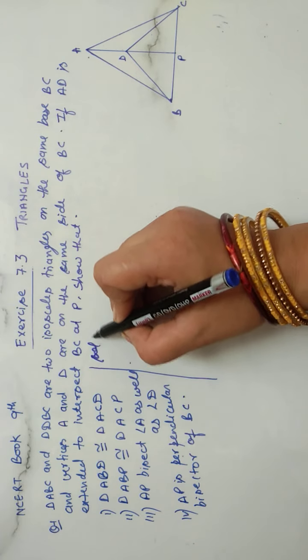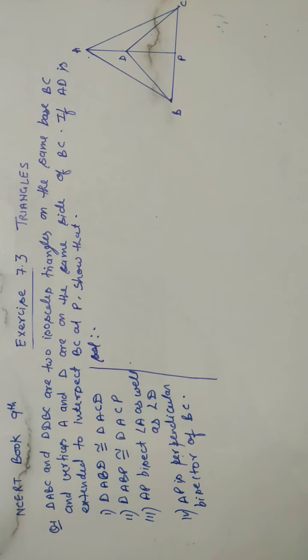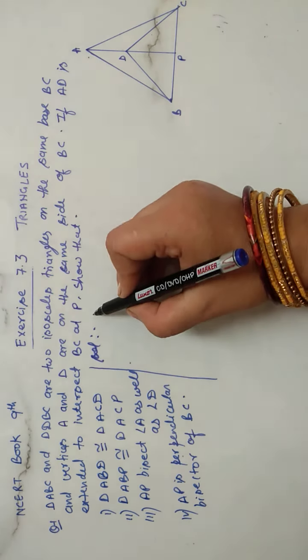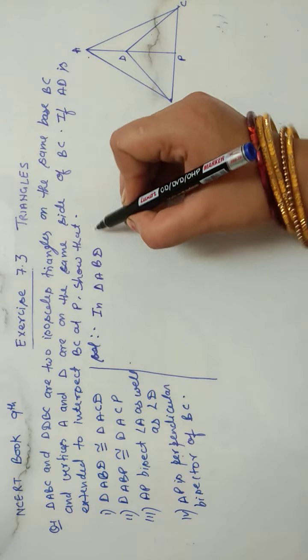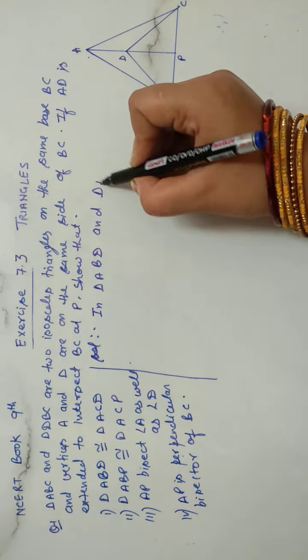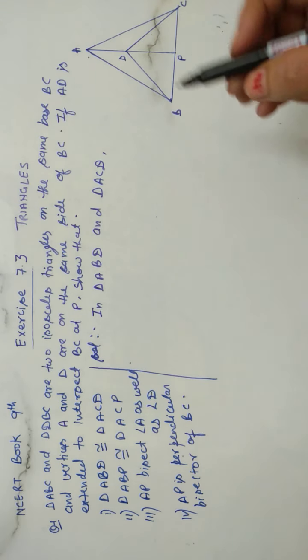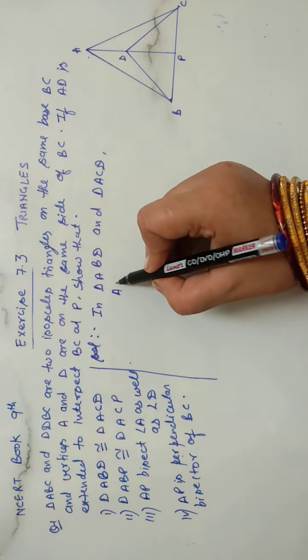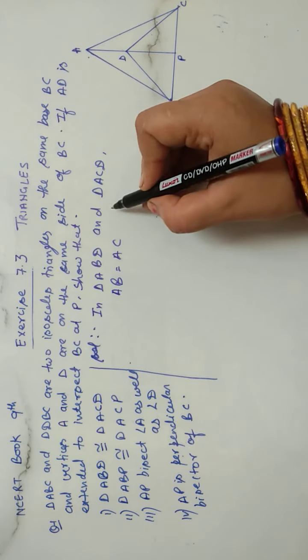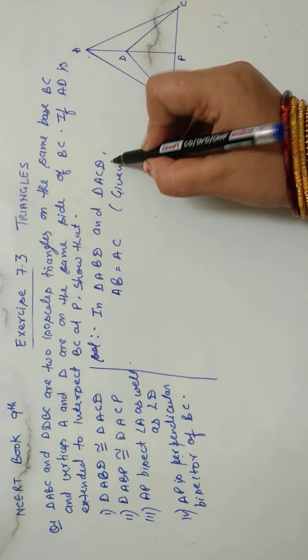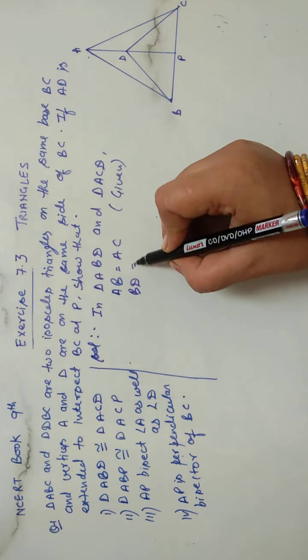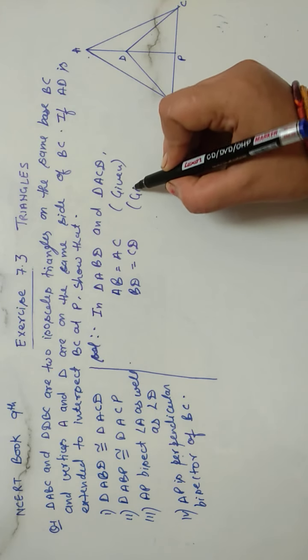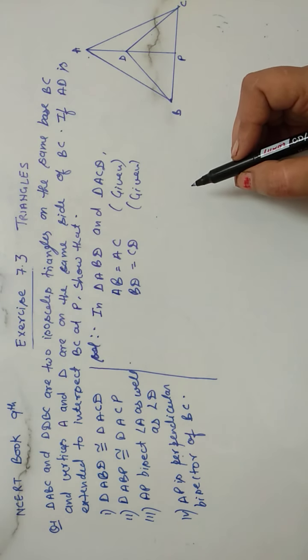Now see the solution. First of all, we take triangles ABD and ACD. In triangle ABD and triangle ACD, what is given to us? First, AB equals AC, because it is an isosceles triangle, so it is given. Second, BD equals CD, which is also given because that is also an isosceles triangle.